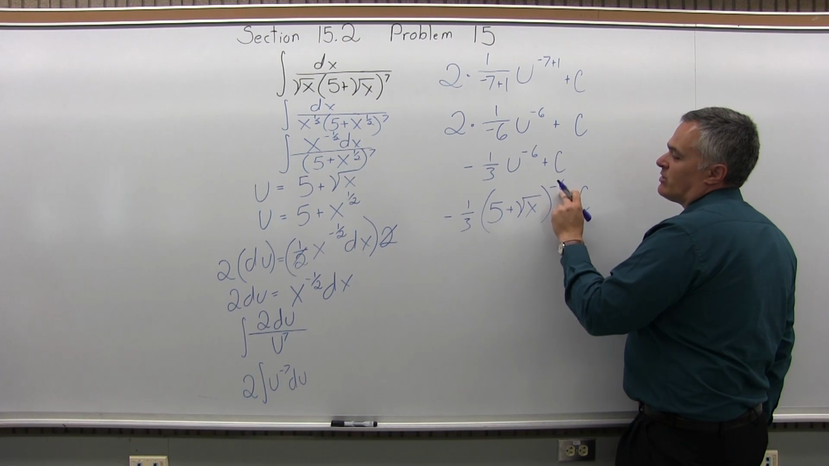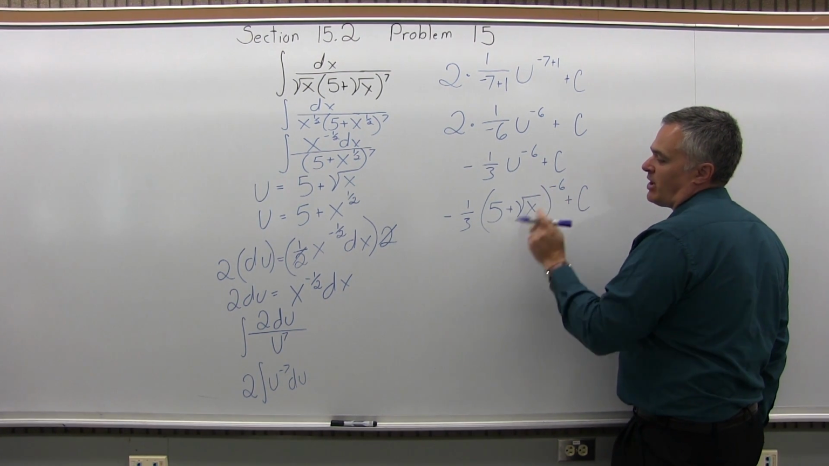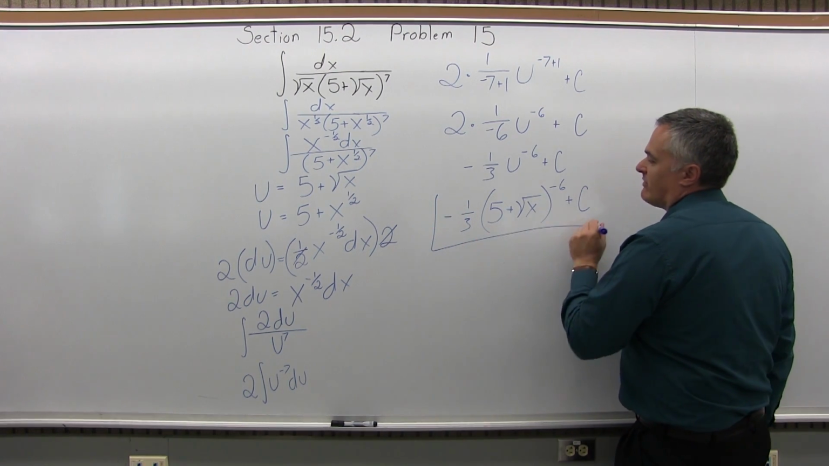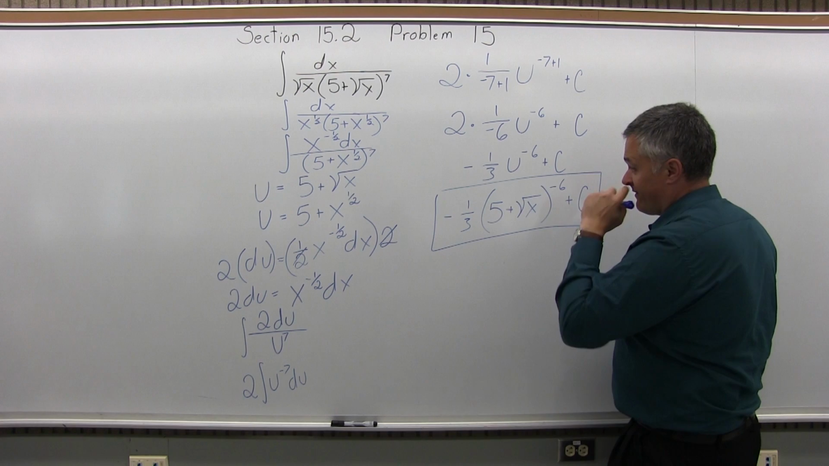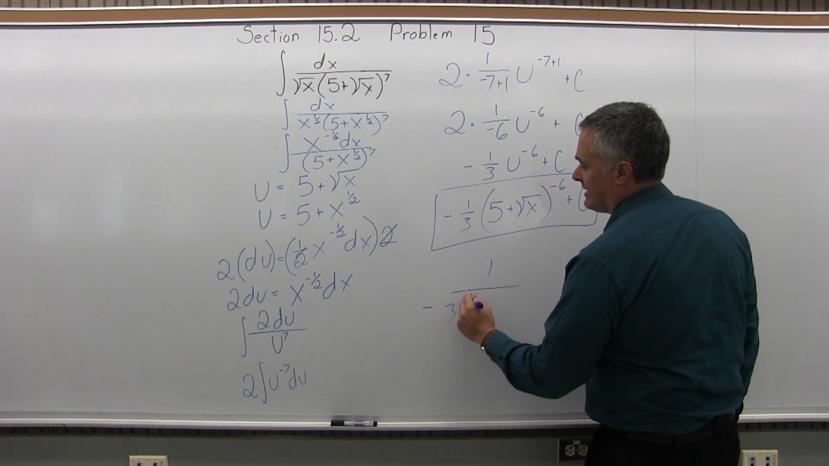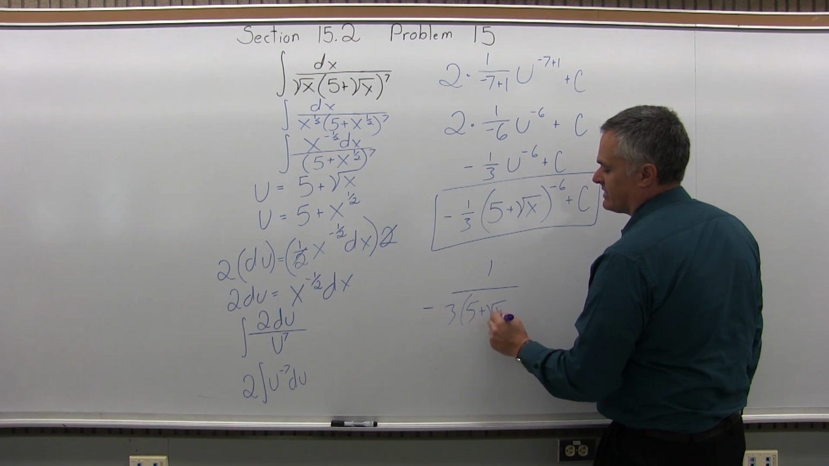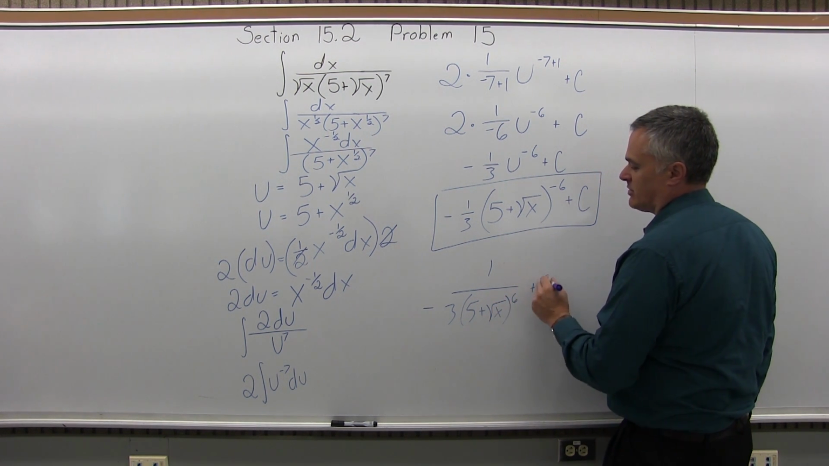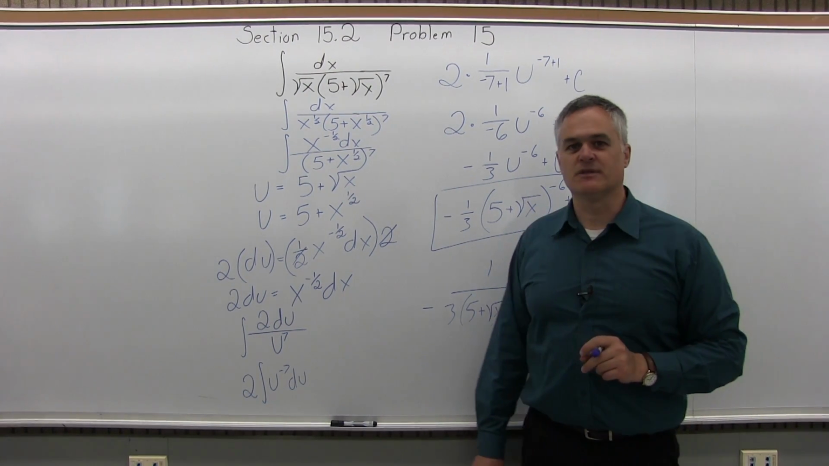And if you want, you can pull that whole set of parentheses down into the denominator and make the exponent positive. So the way I have it written now is a perfectly good answer. Or you could have negative 1 over 3 times the same parentheses, 5 plus square root of x to the positive 6 power plus some constant. That's okay too. I would probably just leave it the first way with the negative 6 exponent.